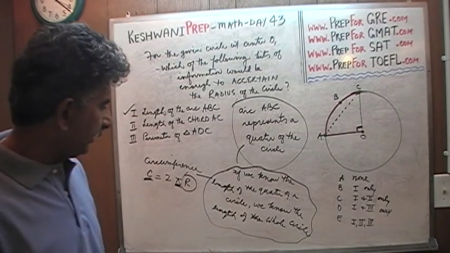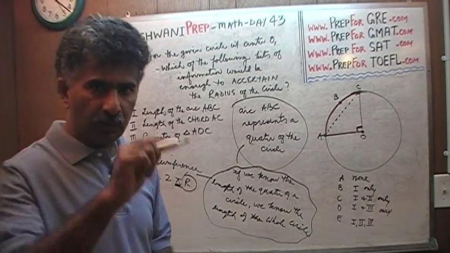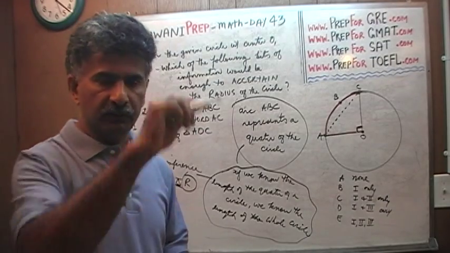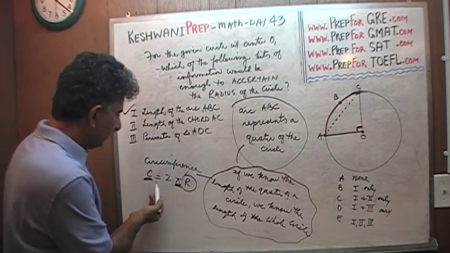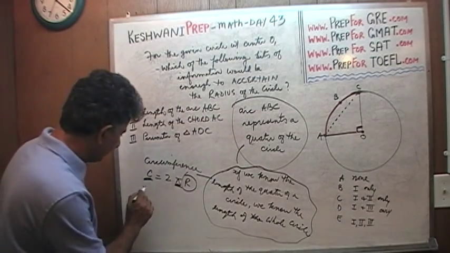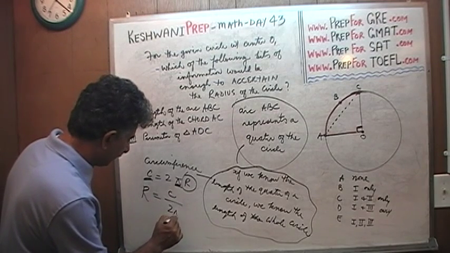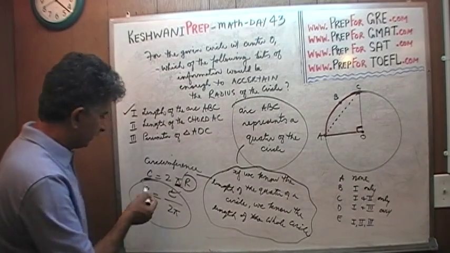That's what I wrote there in a very fast scribble way. If we know the length of the quarter of the circle, we know the length of the entire circle. Well, if you know the length of the entire circle, that's the circumference. If we know the circumference, we can figure out the radius. Just divide both sides by 2 pi, and your radius will simply be circumference over 2 pi. That's all. So if we know the circumference, we can figure out the radius.